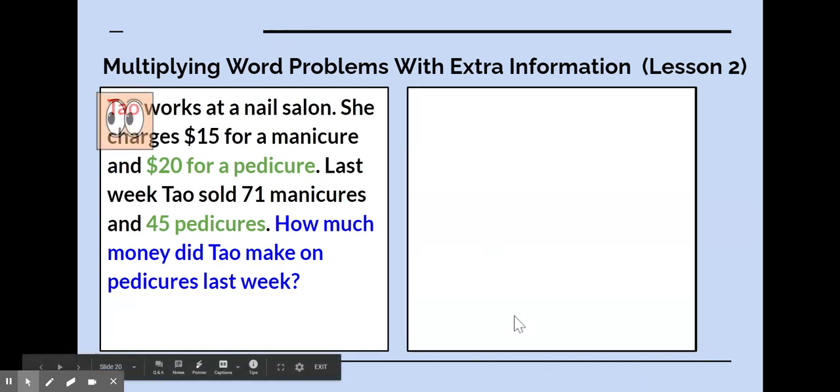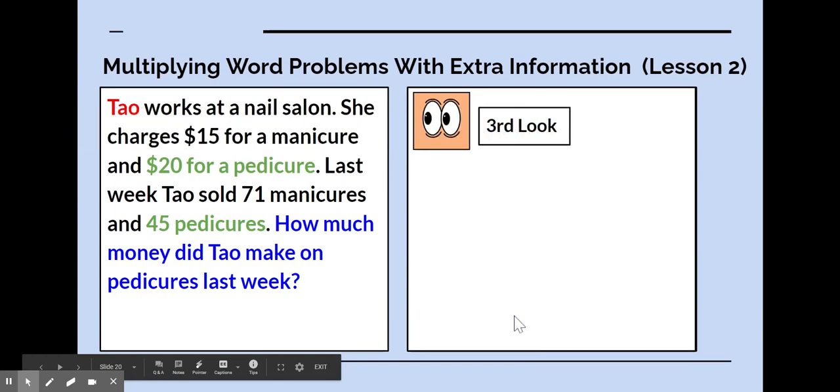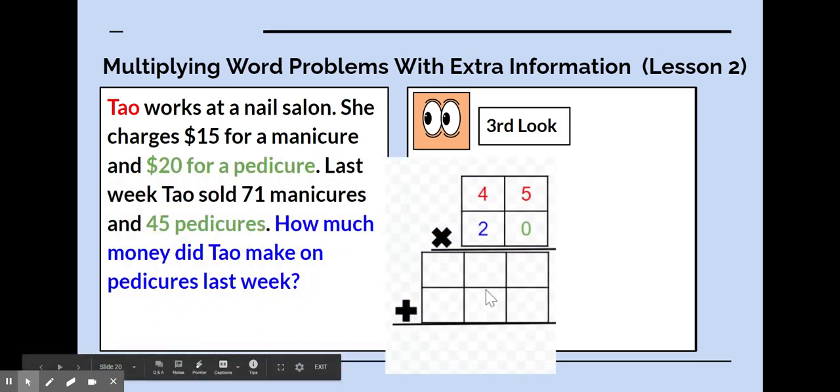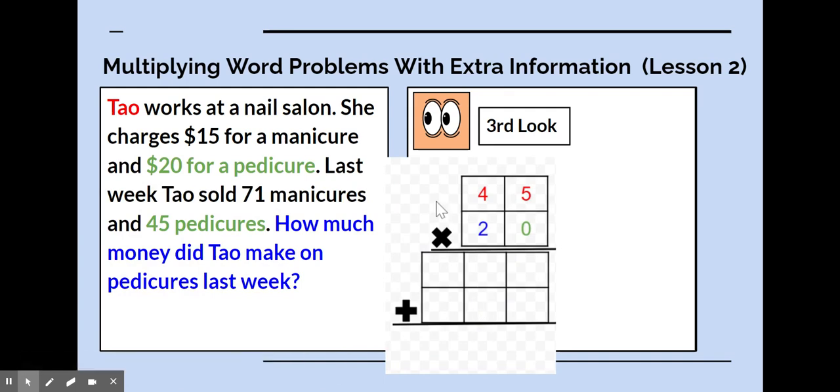Now let's move on to our third look. Teo works at a nail salon. She charges $15 for a manicure and $20 for a pedicure. Last week, Teo sold 71 manicures and 45 pedicures. How much money did Teo make on pedicures last week? And we noticed from our second look, when we drew our model, that we are going to multiply because we are repeating sets of groups of the same number. So now we're going to solve in our third look our multiplication problem of 45 times 20 using the standard algorithm.